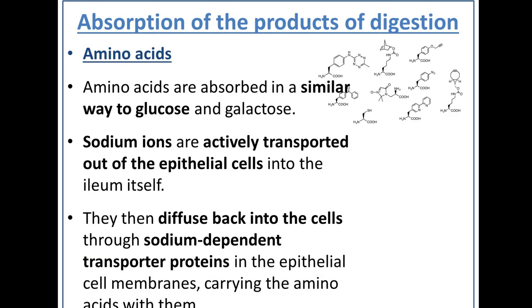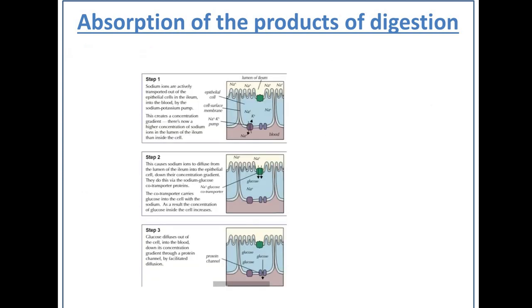Amino acids are absorbed in a very similar way to glucose and galactose, i.e. by active transport, co-transport with sodium ions. The sodium ions are actively transported out of the epithelial cells into the ileum itself. They then diffuse back into the cells through the sodium-dependent transporter proteins, and at the same time they will carry the amino acid with them. Looking back at Unit 2, you did the example with glucose.